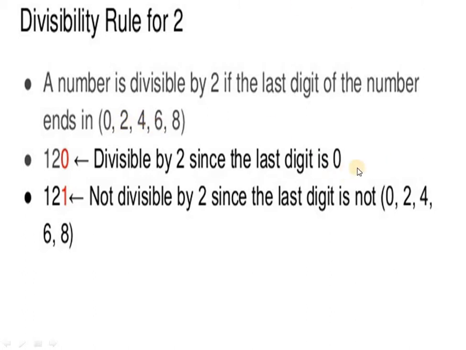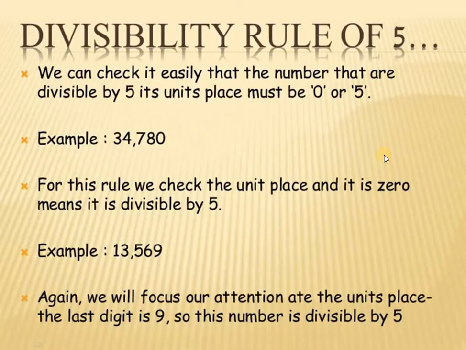Next, we have the second divisibility rule, that of 5. We can check it easily: for numbers that are divisible by 5, the units place must have only 2 possible numbers. At the ones place, there must be either 0 or 5. Among these, the presence of either number will lead to the divisibility rule of 5.